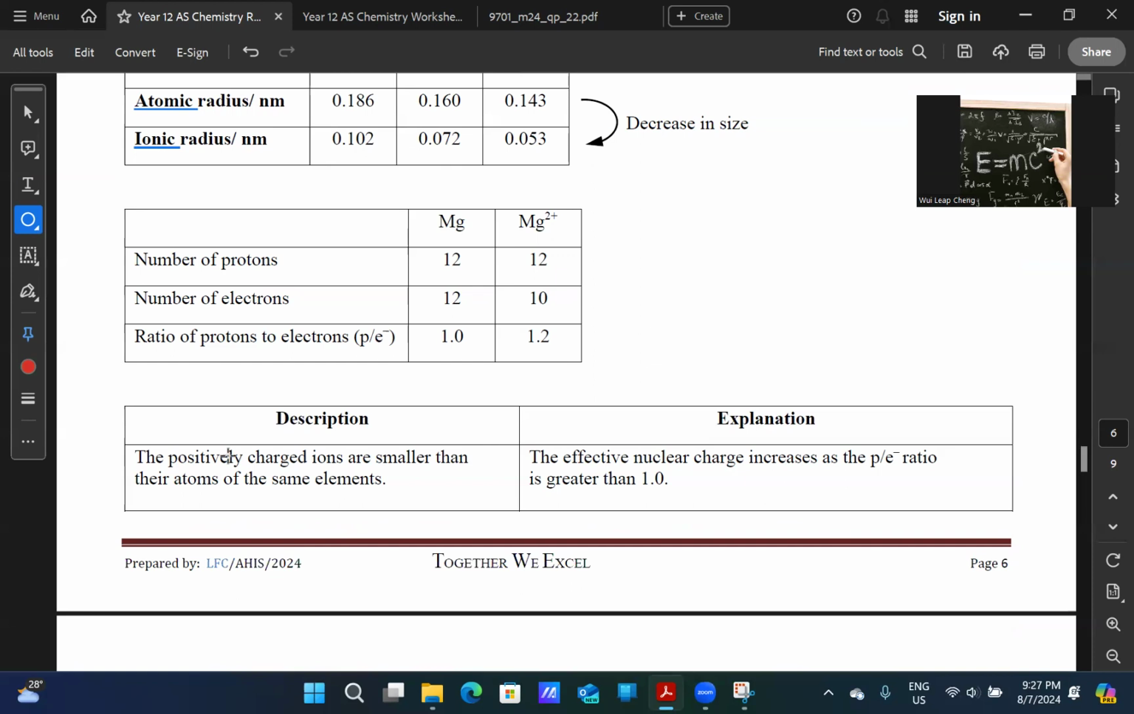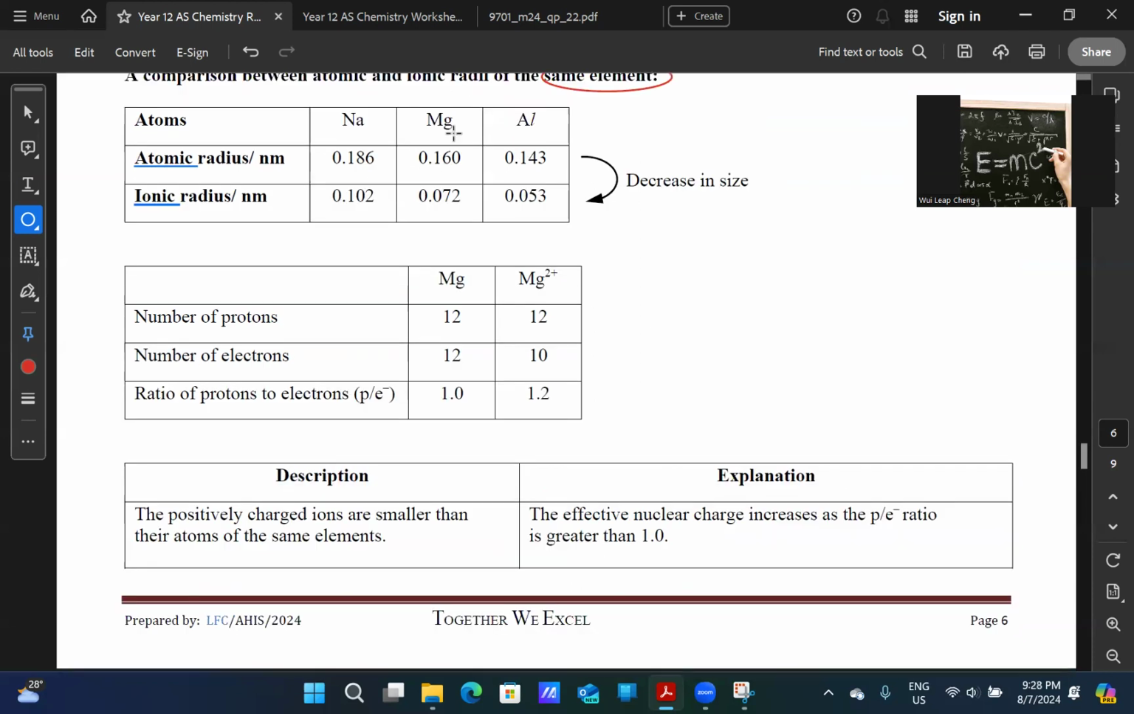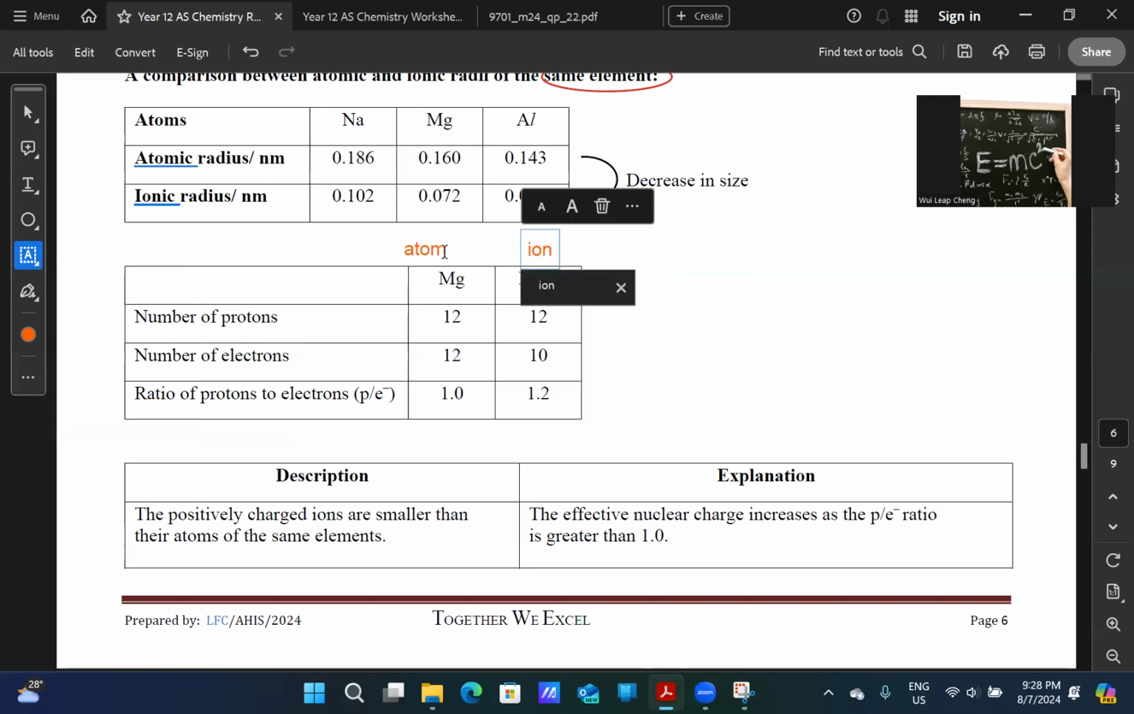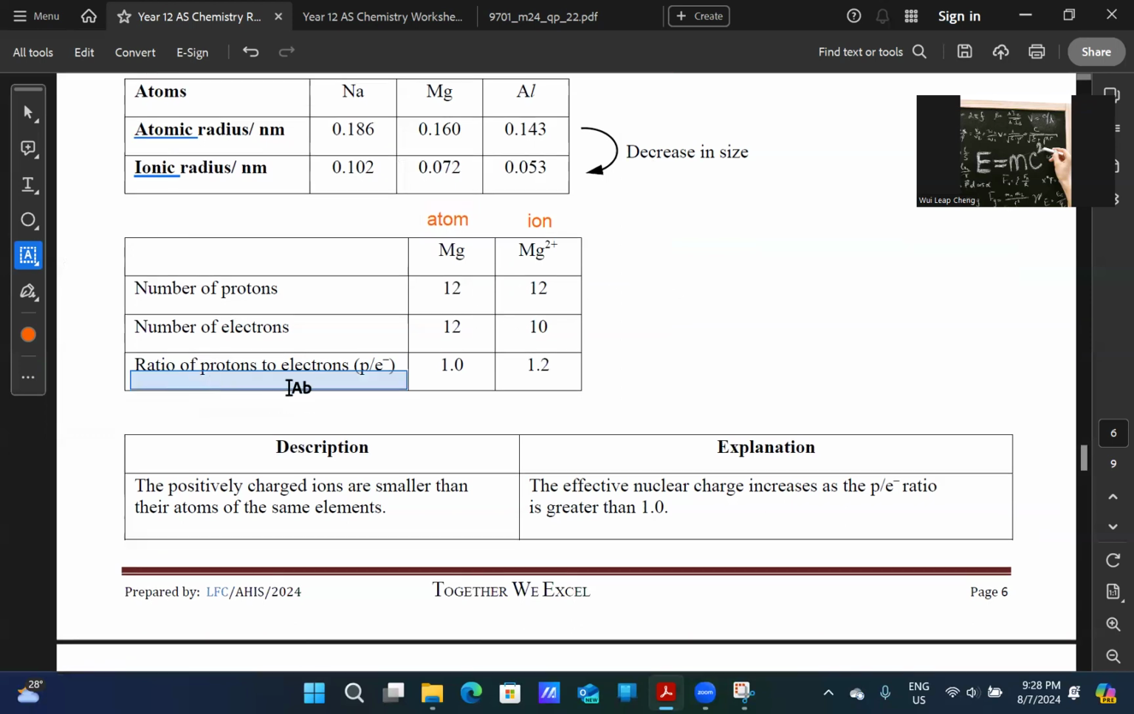Because you need to answer based on what? The ratio of proton to electron. Let me take magnesium as example. Magnesium atom and magnesium ions are from the same element, right? Magnesium atom and ion, okay? If you calculate the ratio of proton to electron, magnesium atom give you 1.0. However, magnesium ions, 12 divided by 10, you get the ratio as 1.2.